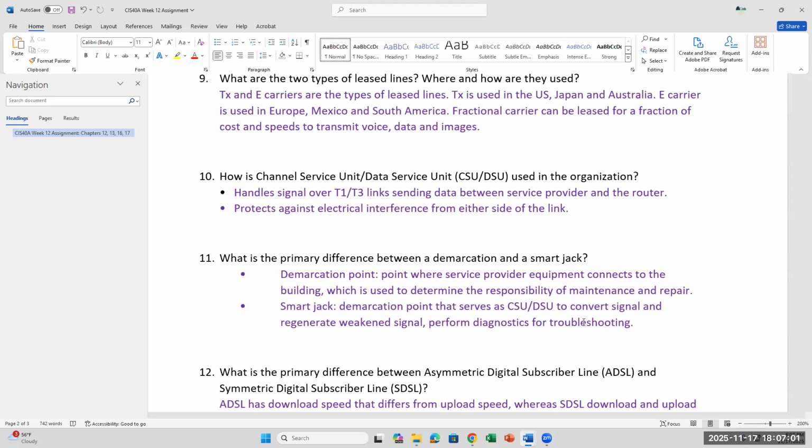And it also can do diagnostics and troubleshooting. So in the case where you have signal loss or something, it will be able to recover from that. So it would be better to do a smart jack than just a demarcation. Understand? Okay, and of course, this costs more.